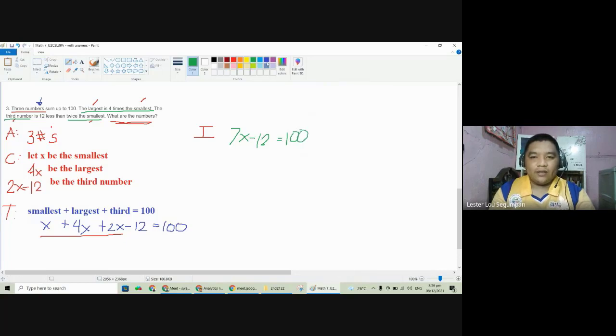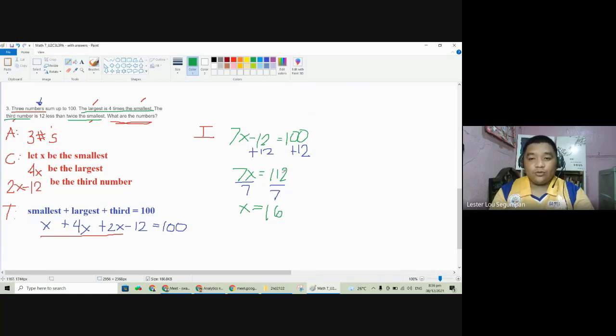Since it's minus 12, we will add 12 both sides. And you will have 7x is equal to 112. Then divide 7 both sides. You will get the expression x is equal to, what is now the quotient of 112 and 7? So you have 70, that's 10. You have 42, you have 6. So you will have here the result, which is 16.